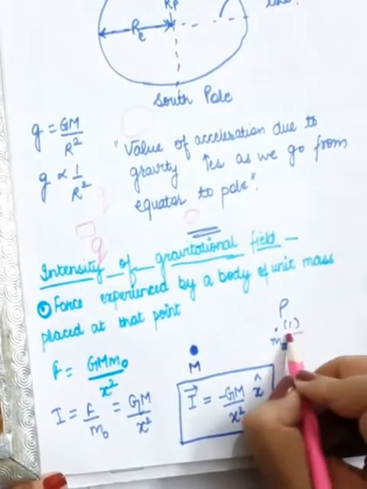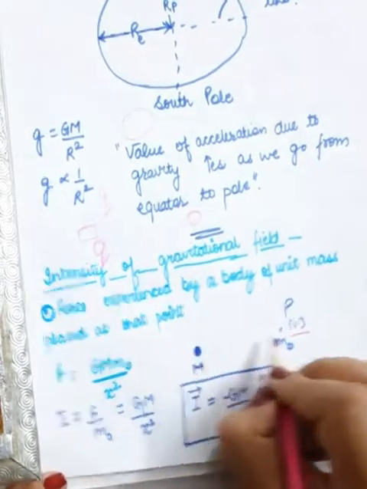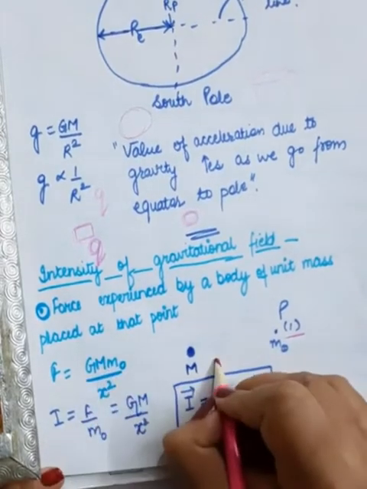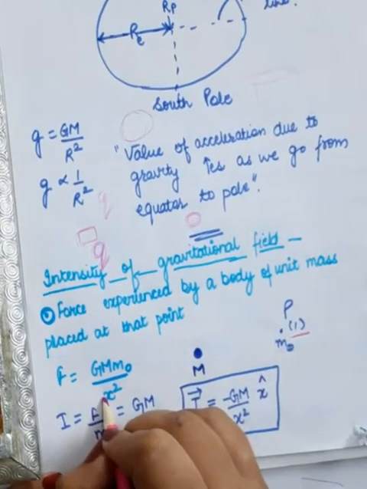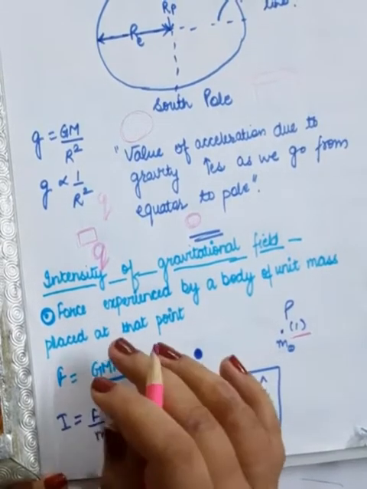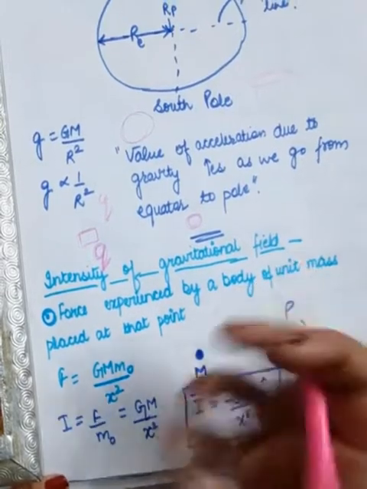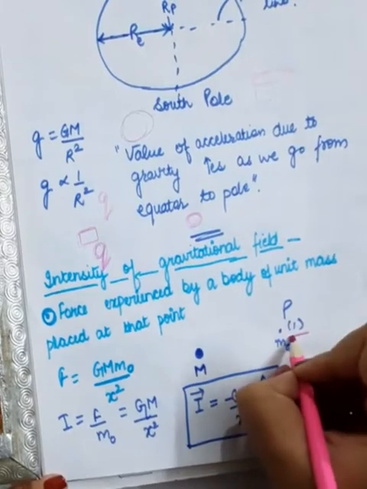Suppose instead of keeping a unit mass, you are keeping a very, very smaller mass called m naught there. Okay, the force of gravitation between them will be written as GM, second mass m naught, upon the distance between the two masses. Let us suppose it is x square. Okay, now intensity of gravitational field says that what will be the force experienced by unit mass.